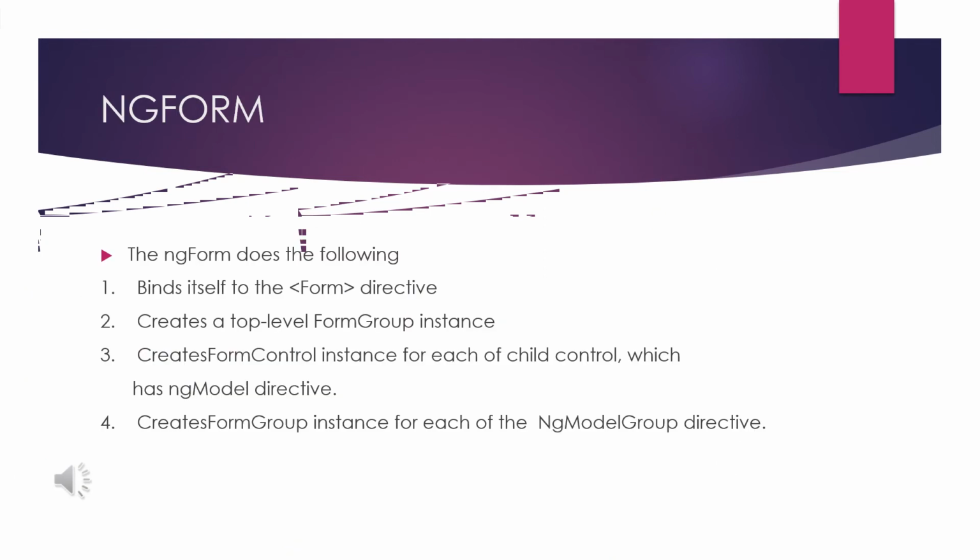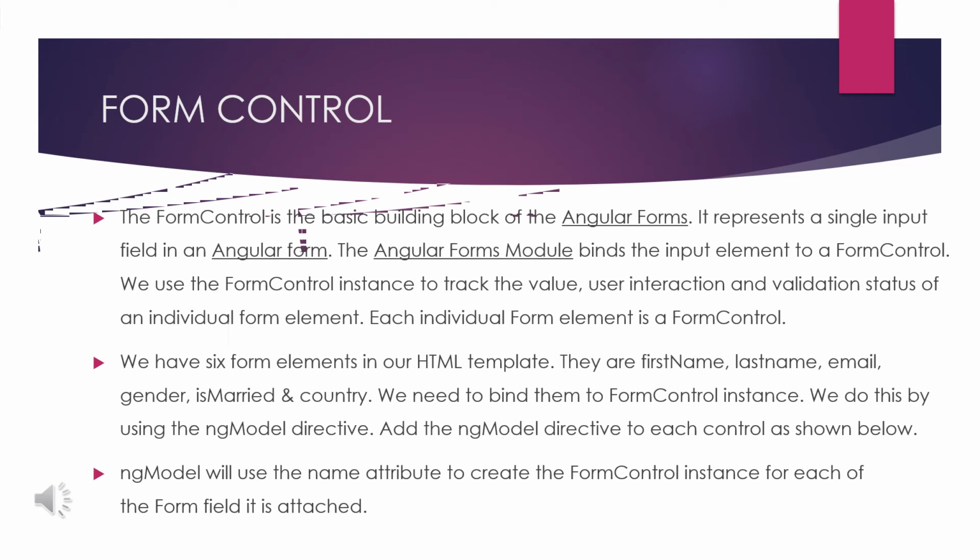The ngForm does the following. One, it binds the form directive, and then it creates a top-level form group instance, and then it creates a form control instance for each of the children. Here the children are first name, last name, email, and country list. They will be bound through the ngModel directive. After that, it will create an instance for the ngModelGroup directive. The form control gets all the instances of all the values, first name, last name, email, gender, and everything, and it adds the ngModel directive to each control.